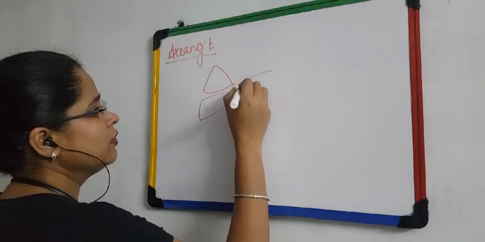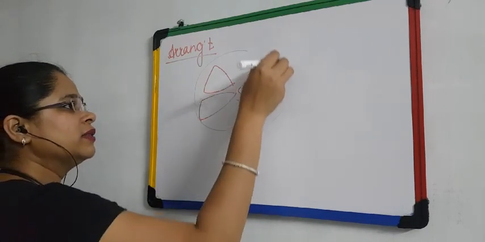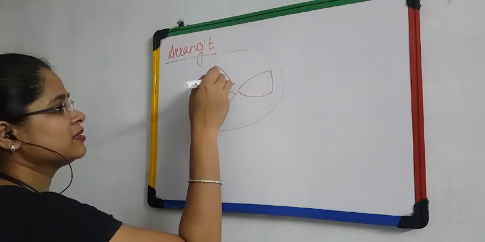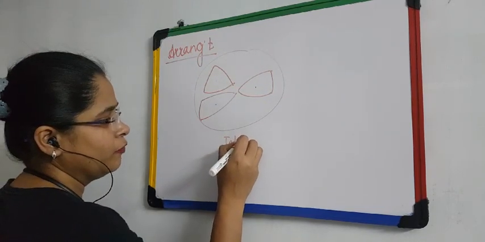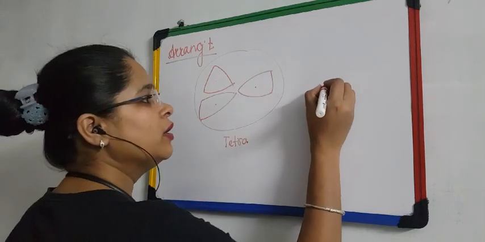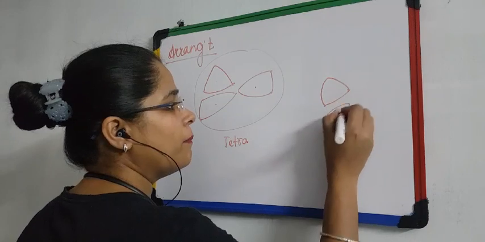We can see the arrangement of the pollen grain like this. One is at the back side. This is the tetrahedral arrangement. We can see one more arrangement. The arrangement is isobilateral.